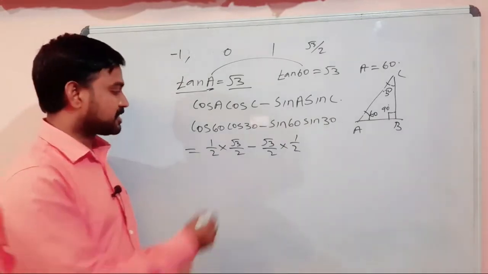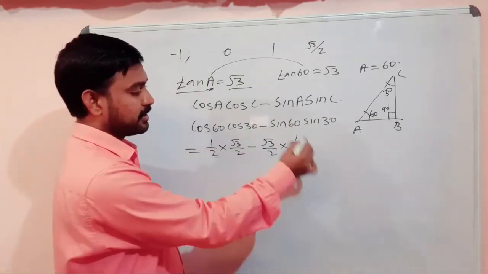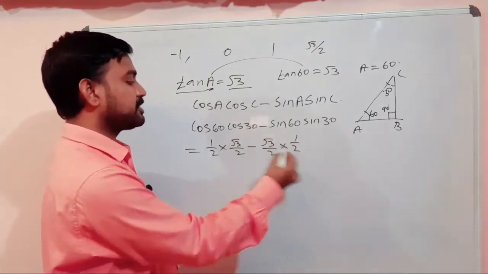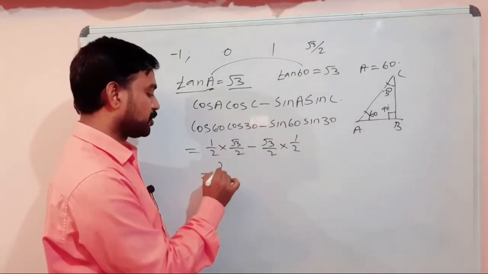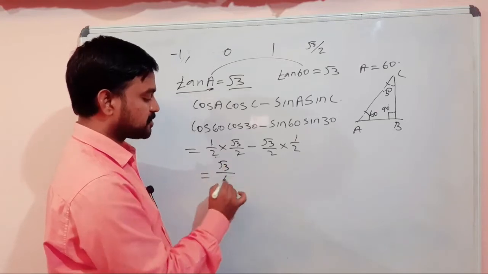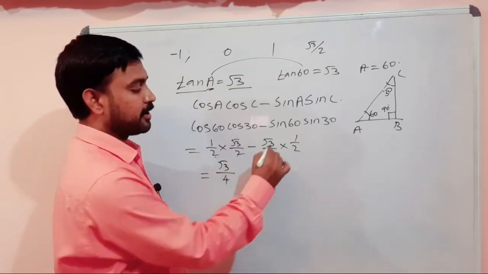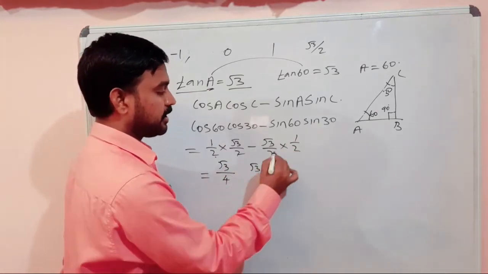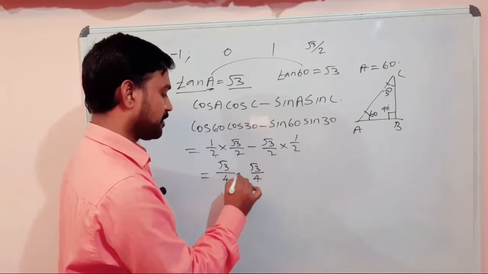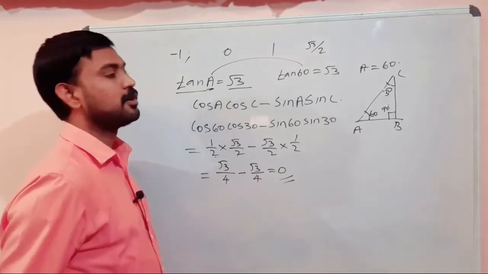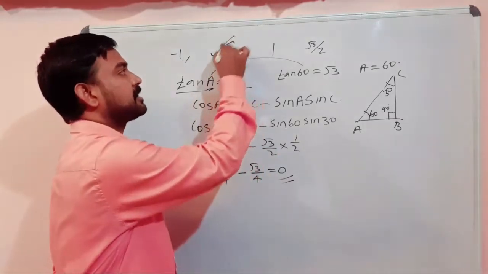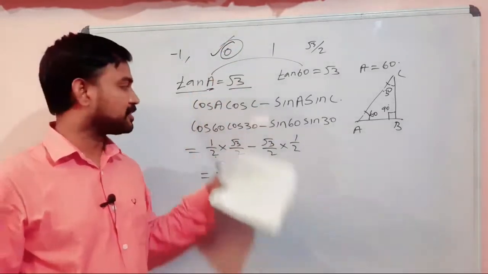So my dear students, just observe here the same term, here also which is same. So when we subtract the same term, it will be equal to 0. Or we can write 1 into root 3 is root 3 and 2 into 2 is 4, so root 3 by 4. Here also root 3 into 1 is root 3 and 2 into 2 is 4, so root 3 by 4. Here it is subtraction. Same numbers are subtracting, the answer will be 0. So option B is the right answer. 0 is the value of this question.